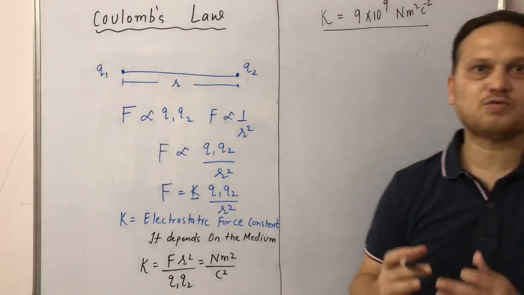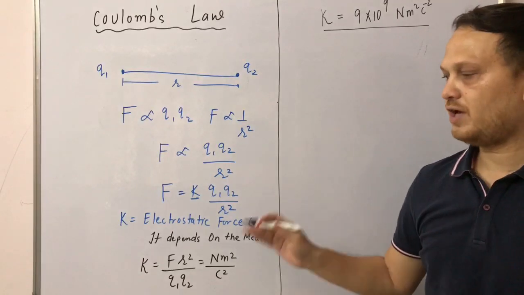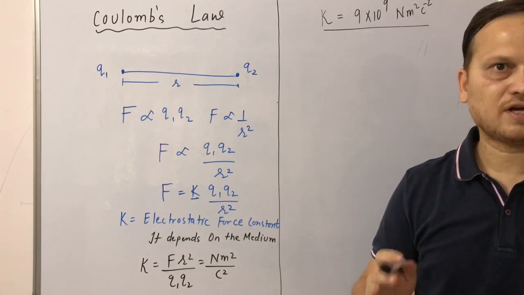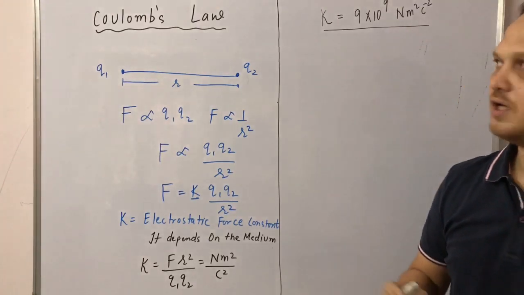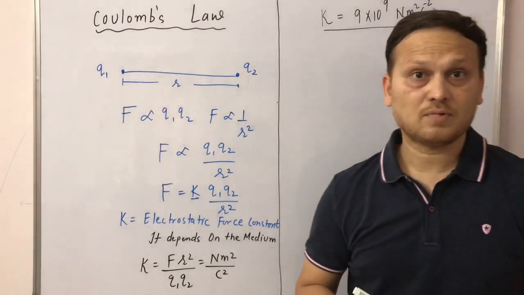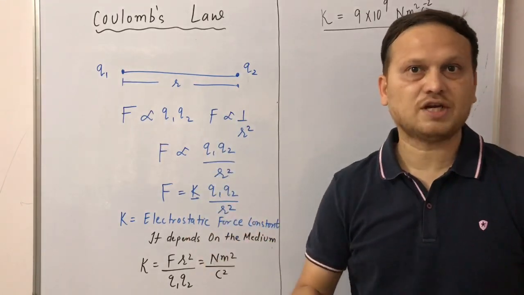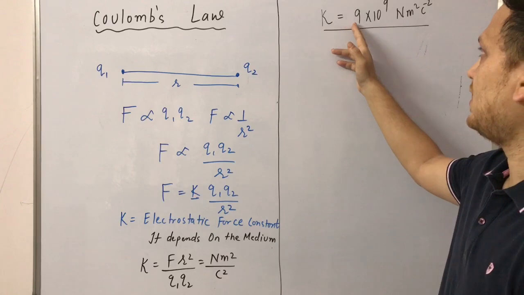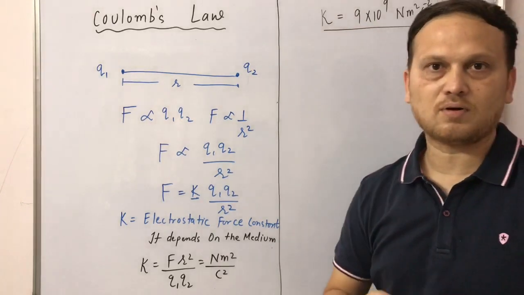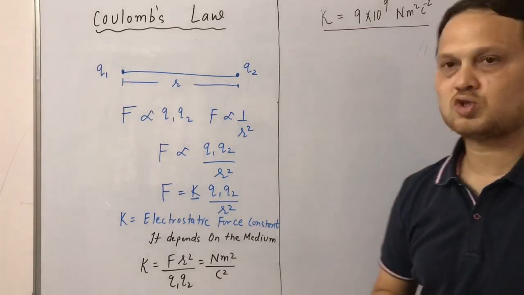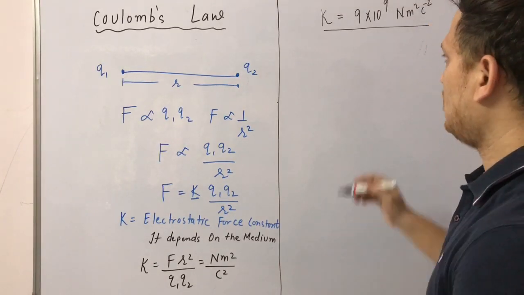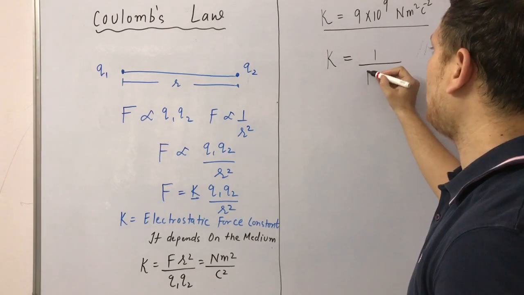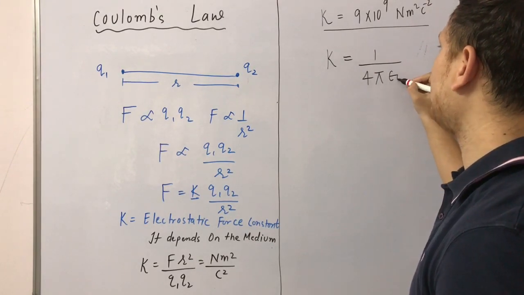Now here this K is very important, as we have found the value of K in free space, or we can say in vacuum. But when we change the medium, the value of K will also change. Right now the value in free space we have taken is 9 into 10 to the power 9 Newton meter square per Coulomb square. So exactly, what is K? The K is 1 upon 4 pi epsilon naught.